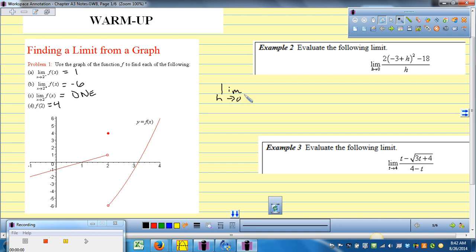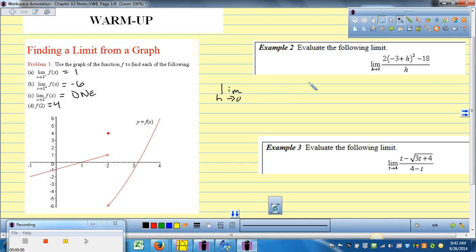Now, little helpful hints that I'll talk to you about all year long. When we're doing limits, you need to write limits. You should really write it on each step, okay? If you forget to write limit, you will lose a point because you have changed what we are doing. You need to have that limit as h approaches 0 out in front.